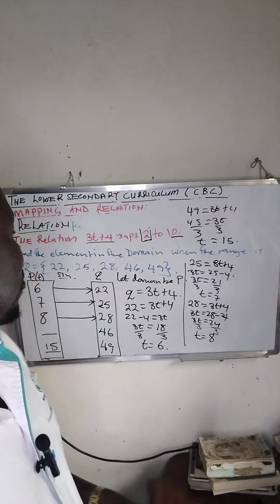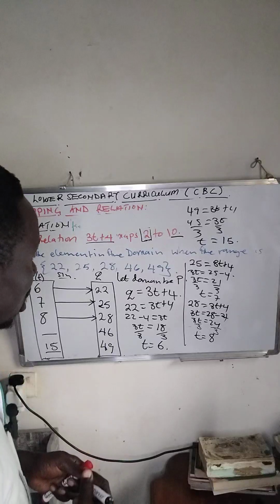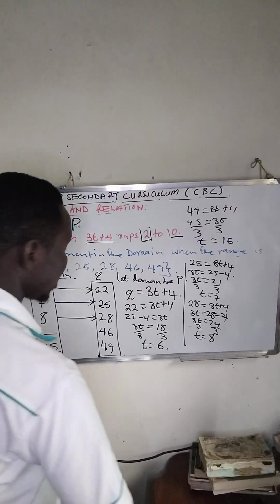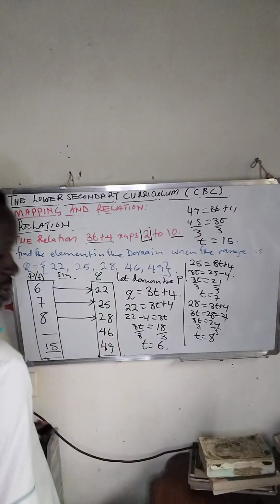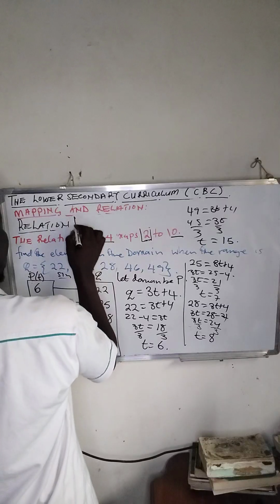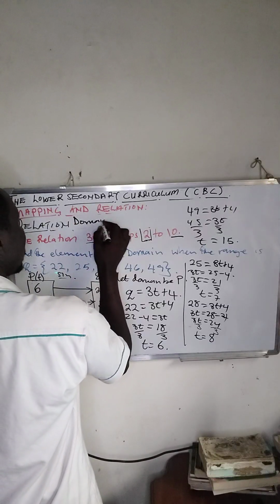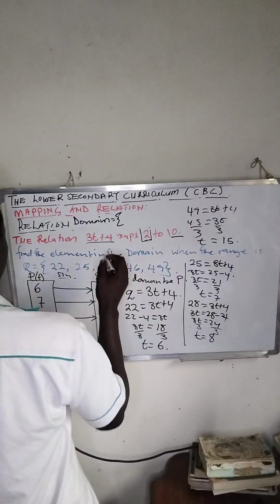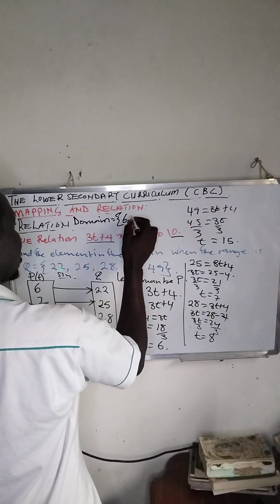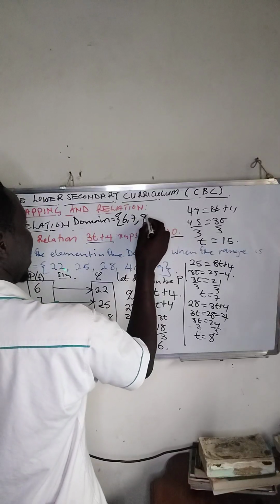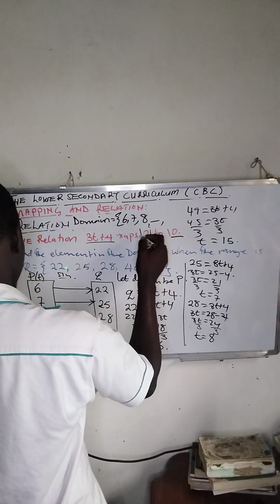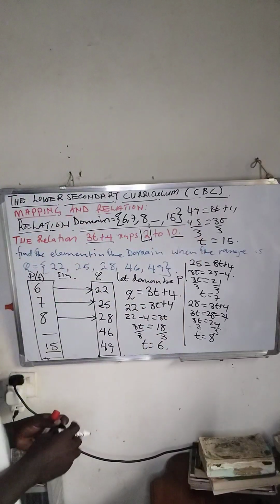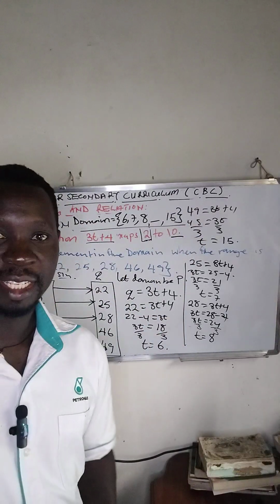Then you will conclude that the values of P, which is the domain, as asked, will be, remember, we give them as a set. In set form it will be 6, 7, 8, the one you are going to obtain, and 15. This will be the answer which is required.